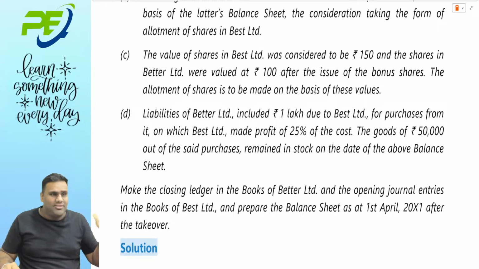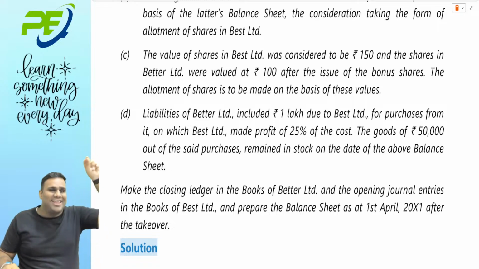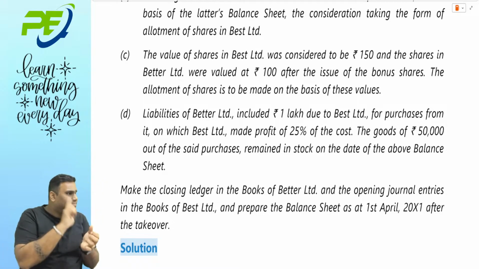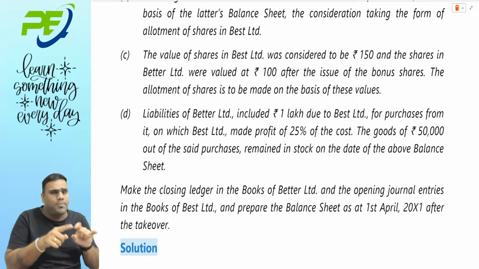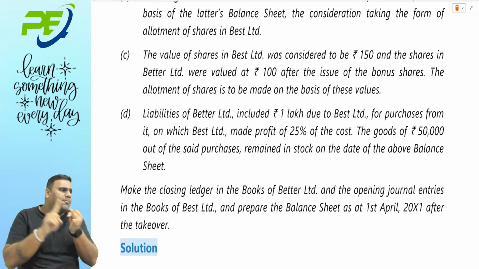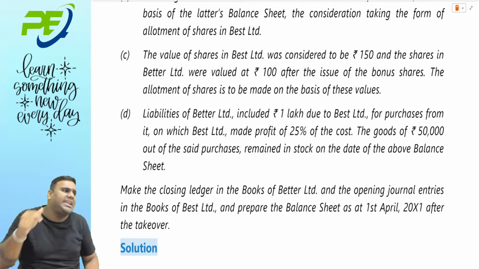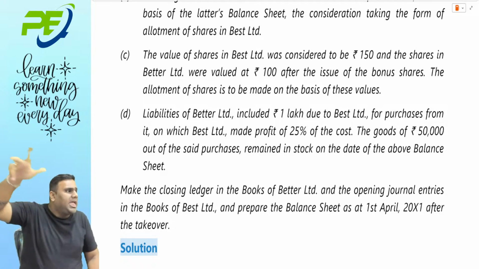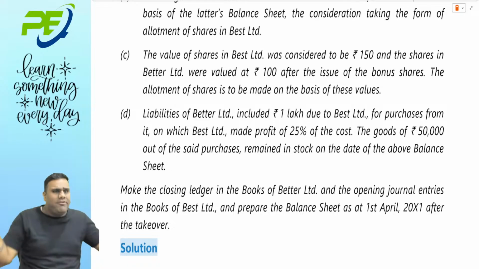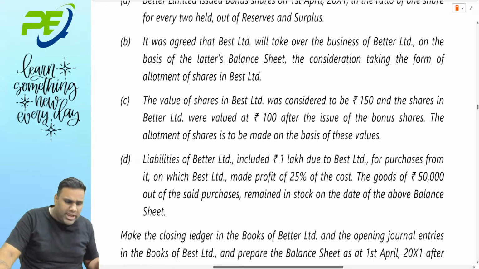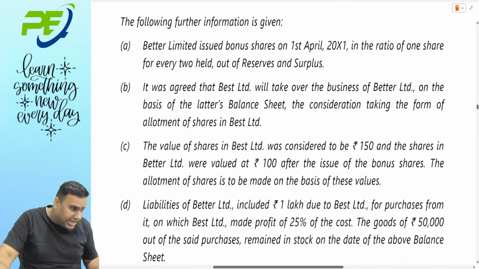Prepare the balance sheet. So in this problem, in the books of the selling company, we have to prepare ledgers. In the books of the purchasing company, we have to prepare journals, and we have to prepare balance sheets. In the books of the purchasing company, the selling company we have closed. Before I start the problem, go through these 4 line items quickly.